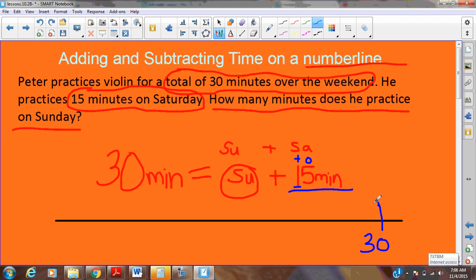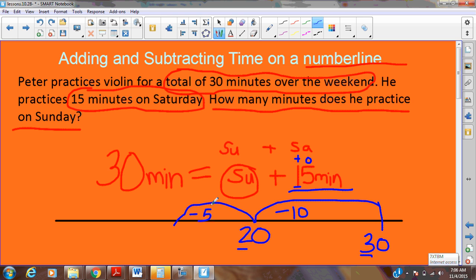So I'm going to count backwards. I'm going to jump back 10. 30 minus 10 gives me 20. Notice when we're counting by tens, the tens place changes. And now I'm going to count back minus 5. 20 minus 5.